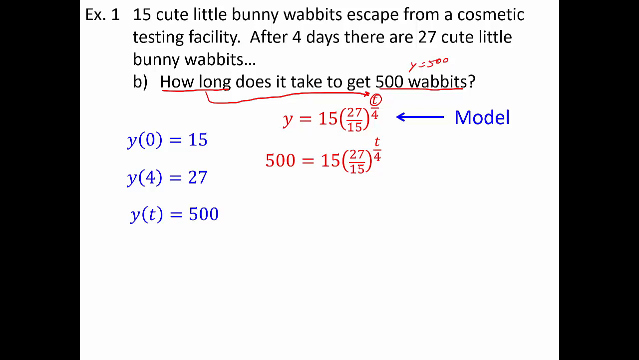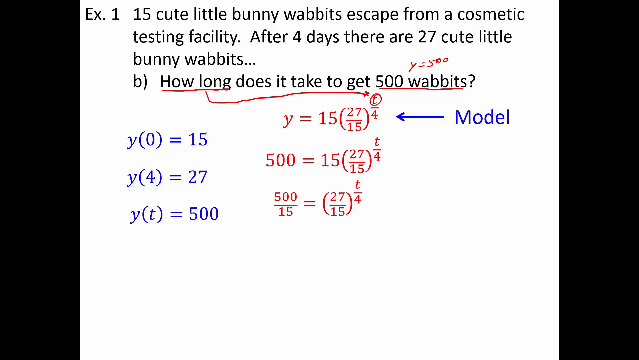Just follow the rules of solving by isolation. The goal is to get t by itself. The outermost operation is 15. That 15 is being multiplied by the exponential, so let's divide both sides by 15. When I divide by 15, I get 500 over 15 on the left side.